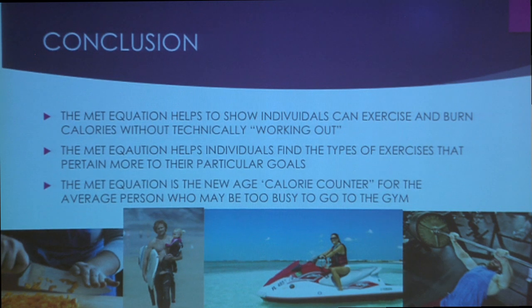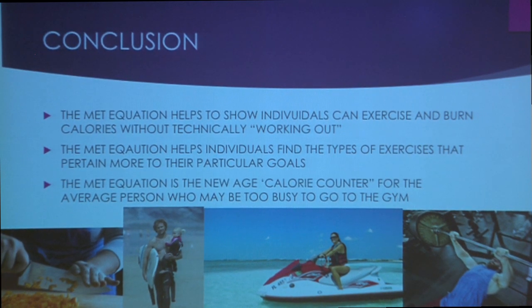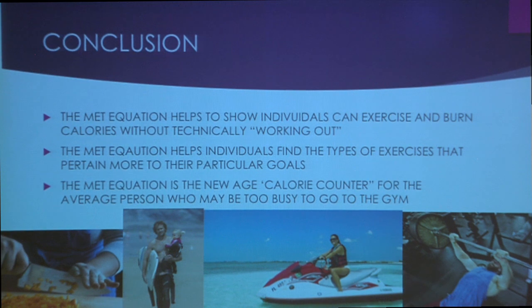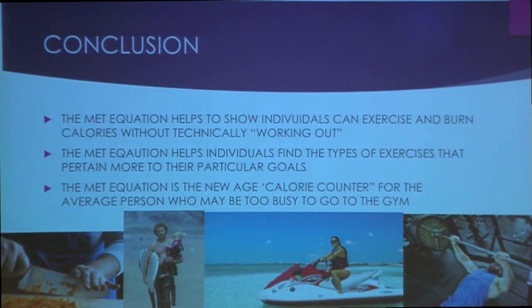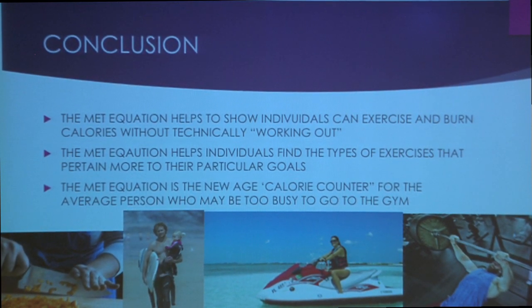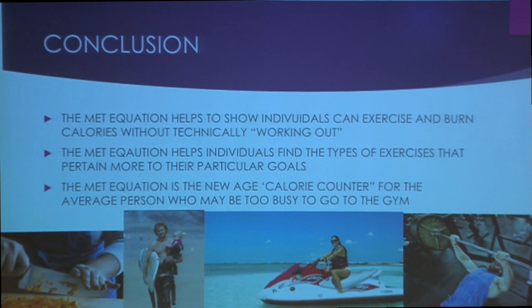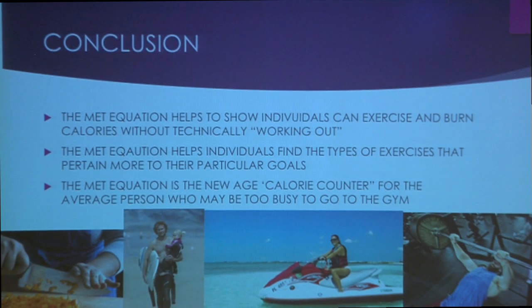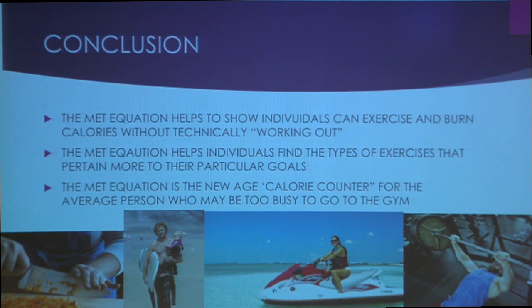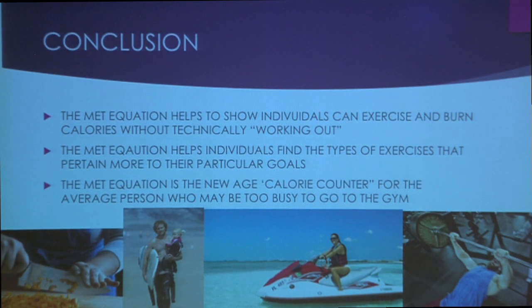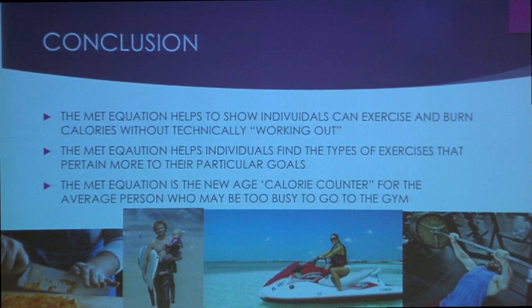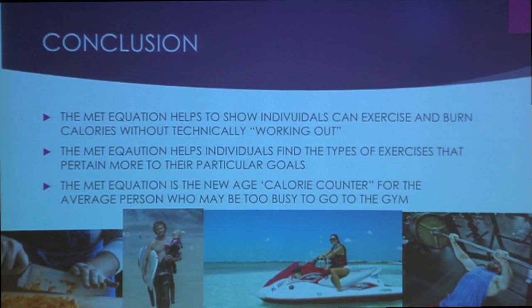The MET equation helps individuals to find the types of exercise that fit best for them. Some people need to gain weight. Most people would like to lose weight. And this equation helps to show which exercises work best for them. Like we were saying, the squat and the pull-up had, for that specific one, a higher MET value. So maybe somebody who is trying to build lean muscle and burn fat percentage off their body, that might be more particular to their goals.